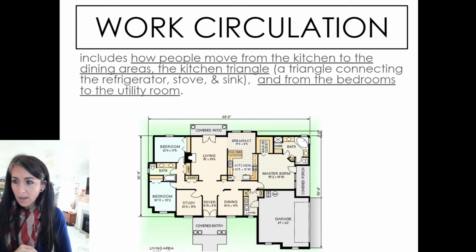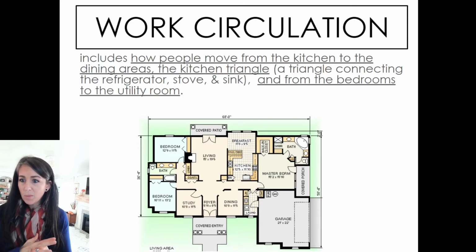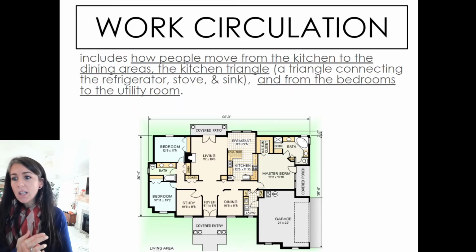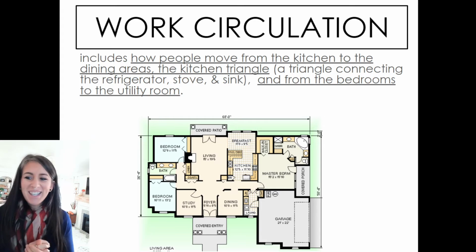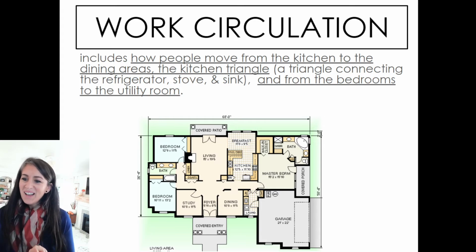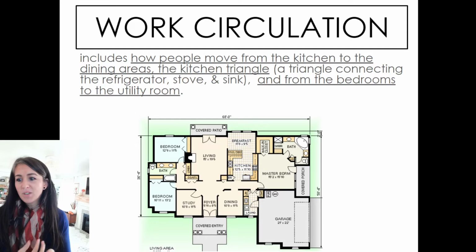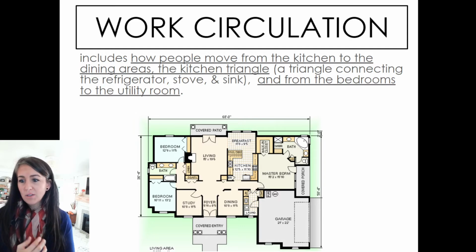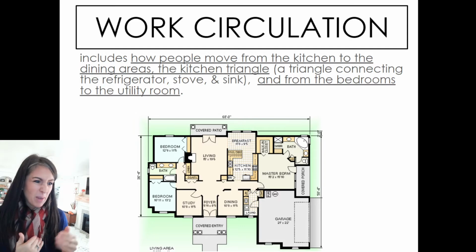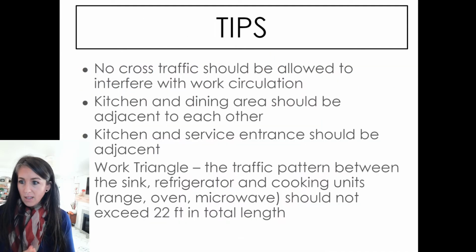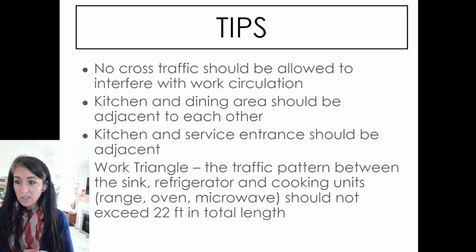Work circulation includes how people move in the kitchen, dining areas, that kitchen triangle, once again. You're going to hear all about that. And from the bedrooms to the utility room, places like bathrooms, stuff like that. So tips: no cross traffic should be allowed to interfere with work circulation. Kitchen and dining area should be adjacent to each other.